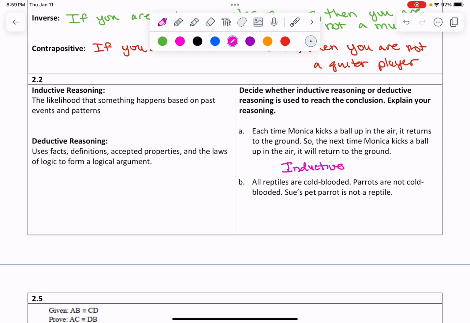B, all reptiles are cold-blooded. Parrots are not cold-blooded. Sue's parrot is not a reptile. These are all facts. Facts is deductive reasoning.